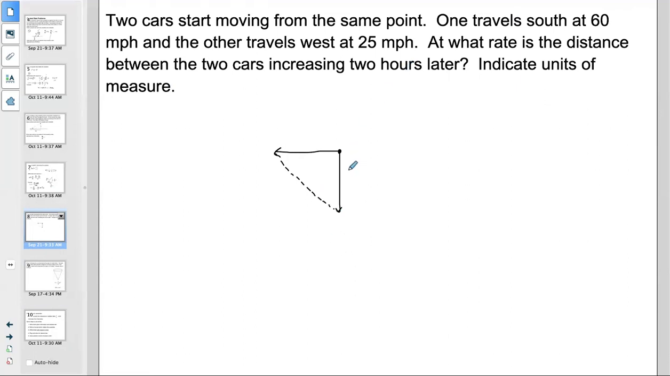So it's tempting to write 60 here and 25 here and be like, all right, what's this number? But that's not how this works. Because this 25 is not how far the car has traveled. This 25 is how fast this is changing, right? This is calculus, so we deal with rates of change a lot. So really, if this is x and this is y, then the 25, it travels west at 25, is dx dt.